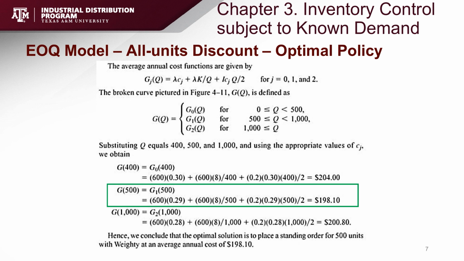The winner is 500 bags at $198.10 a year. Now notice the deepest discount, the 28-cent price at 1000, did not win. Chasing the lowest unit price just buried us in holding cost. The middle breakpoint turns out to be the lowest cost option.